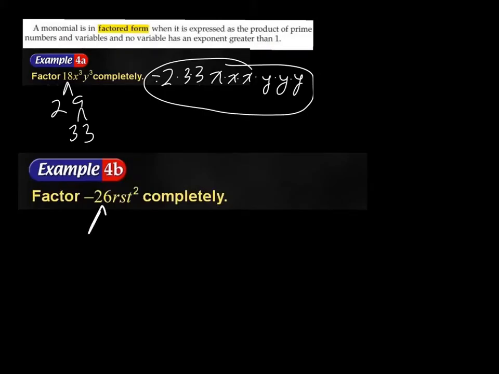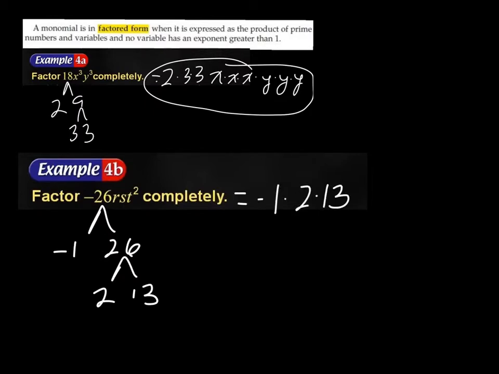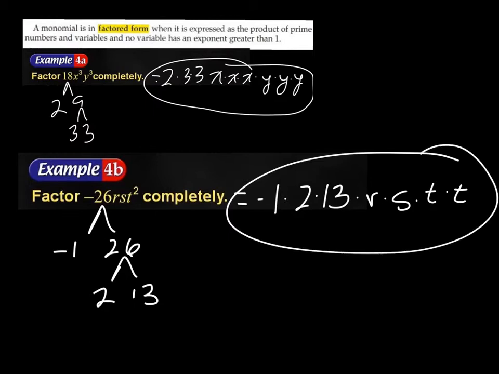Okay, first of all, negative 26, we know we can take out a negative 1, and then 26 is 2 times 13. So we've got negative 1 times 2 times 13 times r times s times t. Beautiful. Not the most exciting thing ever, but not terribly stressful.